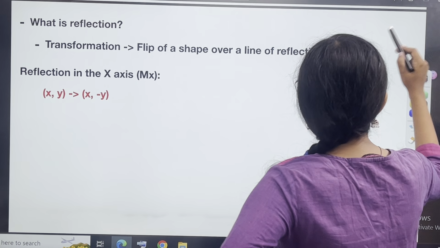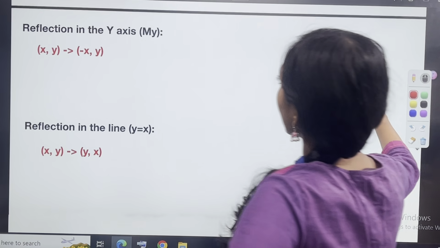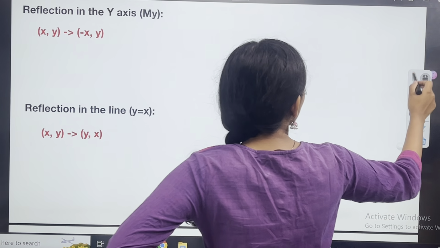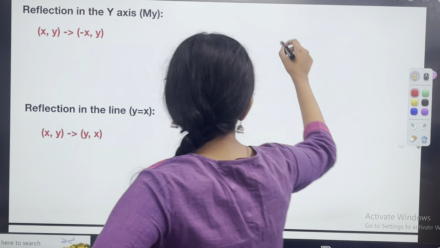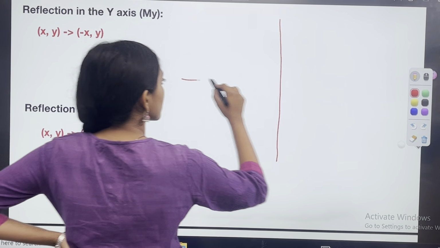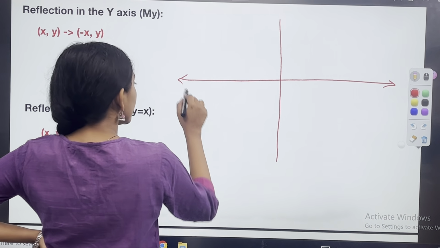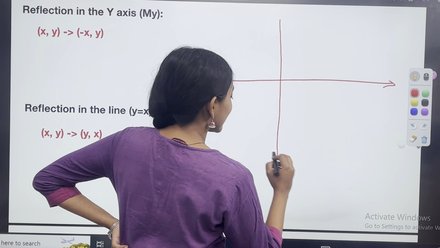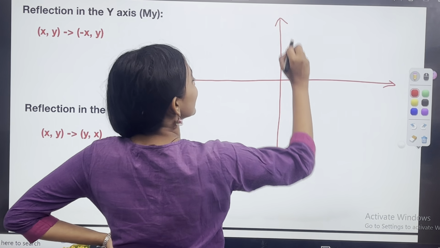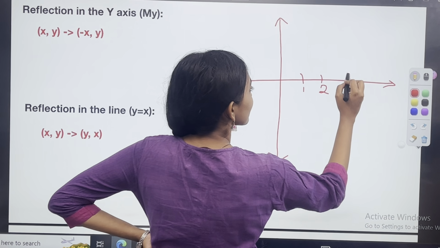Okay, now let us go to reflection along the y-axis. So what happens when you're reflecting a point along the y-axis? Let me again draw the coordinate plane. When you keep writing this, your hand starts hurting.